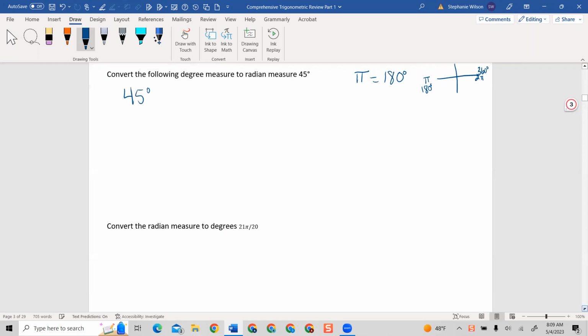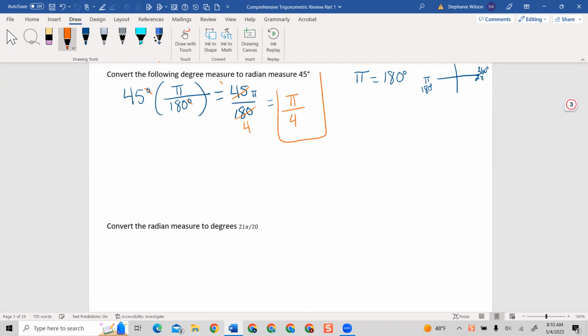We got our 45 degrees. We're going to multiply that by pi over 180 degrees. My degrees reduce, leaves me with 45 pi over 180. Let's reduce that 45 and 180. And when we do that, we get 45 goes into itself once, and goes into 180 4 times. So now I got 1 times pi over 4, and that's my answer.